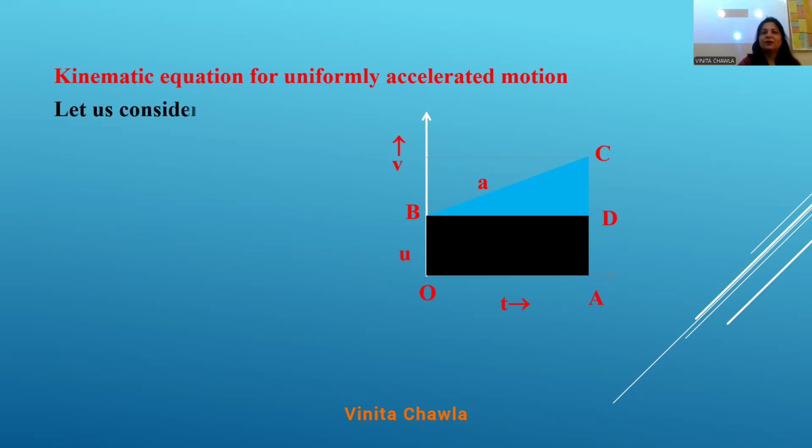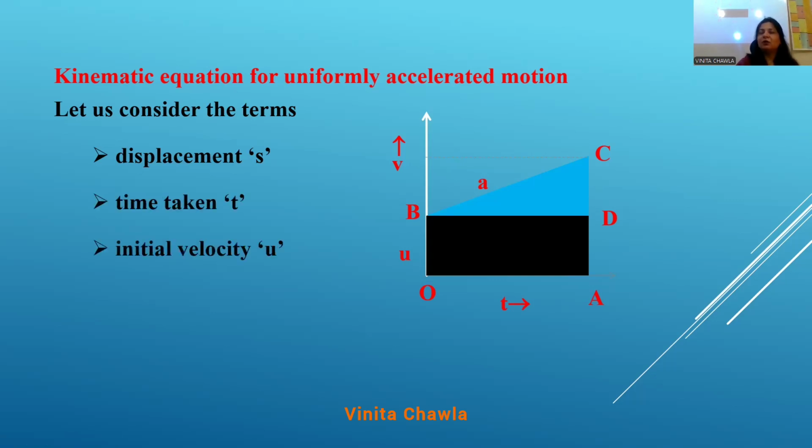Okay. So let's consider the terms. Displacement, we denote displacement by s. We denote time taken by t. We denote initial velocity as u, and we write final velocity as v, and we write acceleration as a. So these are the notations that we use.